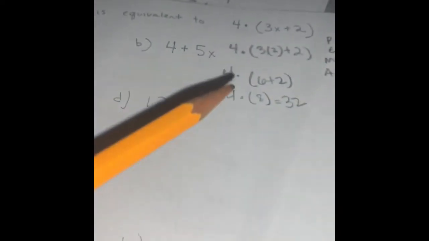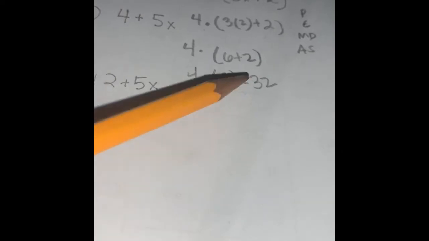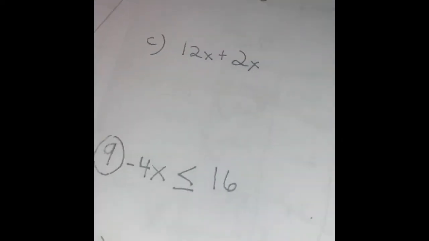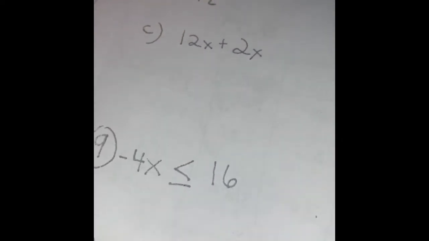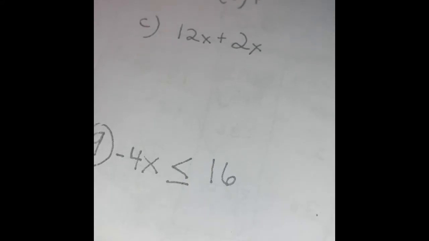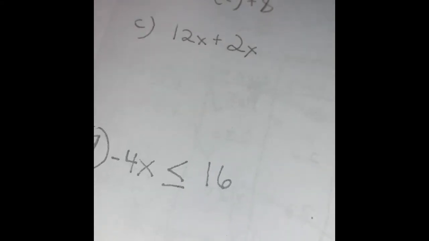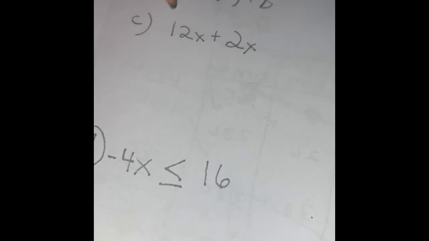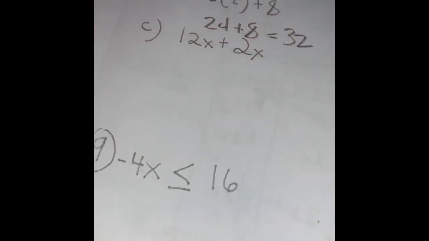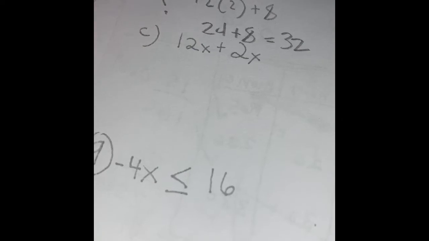So if I plug in 2 for x in each of these problems, I have to find the one that will give me 32. So I'm going to start here. Once again, I know multiplication comes before addition. 12 times 2 is 24, plus 8 equals 32. So this one looks promising.